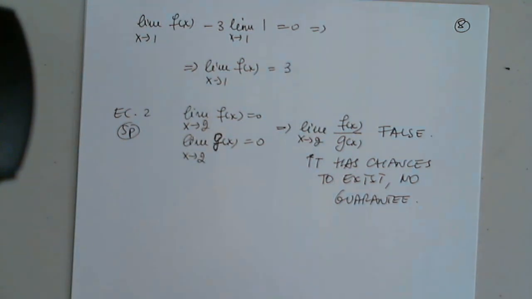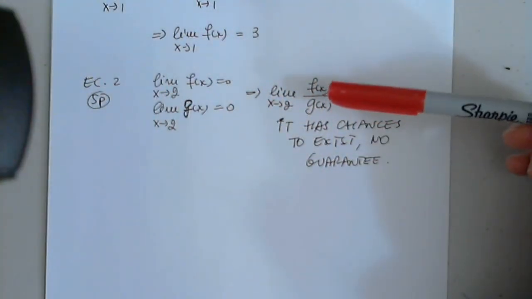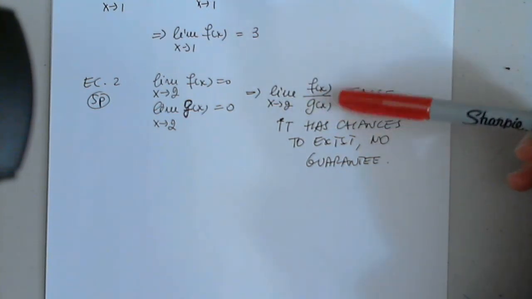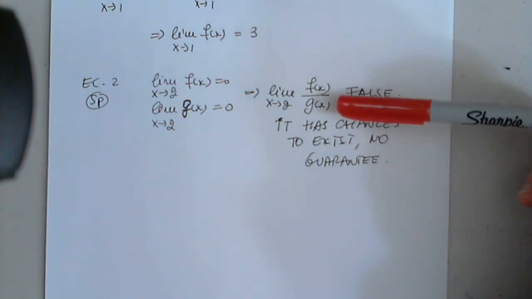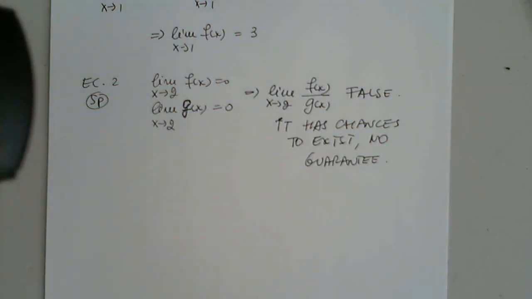Final extra credit, if the two limits are 0, will this always exist? No, not necessarily. 0 over 0 has chances to exist, but there is no guarantee. So we cannot say that that limit exists for sure.